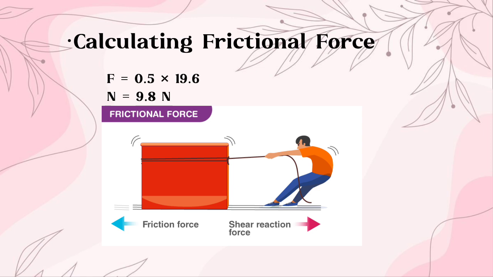As shown in the picture, with the given details, we can calculate the normal force as N is equal to 2 kg times 9.8. When we compute, the answer is N equals 19.6 N. Now that we have the values of normal force and static friction coefficient, we can calculate the frictional force as follows.